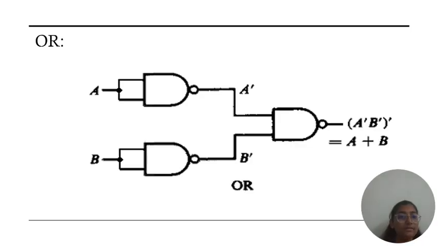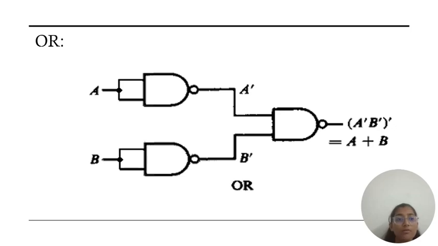Let us represent the OR gate using the NAND gate. For representing the OR gate, we use three NAND gates. Here we have two inputs A and B. For the first NAND gate, the input is A and the output is A bar. For the second NAND gate, we take B as input and the output is B bar. For the third NAND gate, A bar and B bar are taken as inputs and the output is (A bar into B bar) whole bar. By using De Morgan's law, this (A bar into B bar) whole bar is equal to A plus B, which is the simple form.